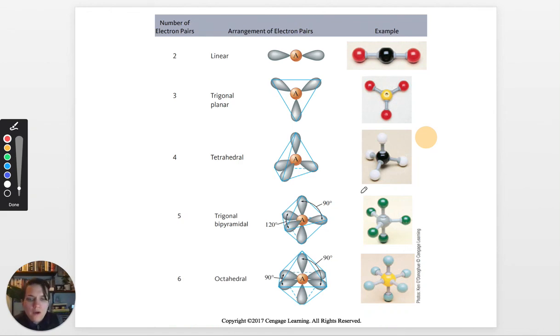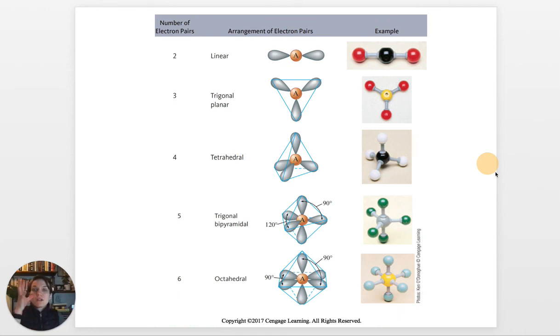All right, so the way you're going to use VSEPR structures is by first drawing your Lewis structure and then figuring out what is my electron geometry and then what is my molecular geometry. The difference between electron geometry and molecular geometry is that molecular geometry takes into account the effect of lone pairs on the overall geometry of the molecule.